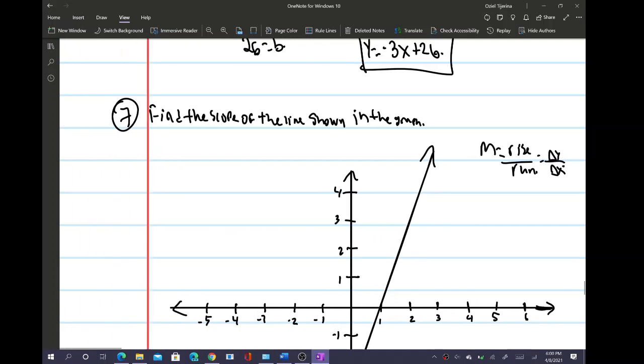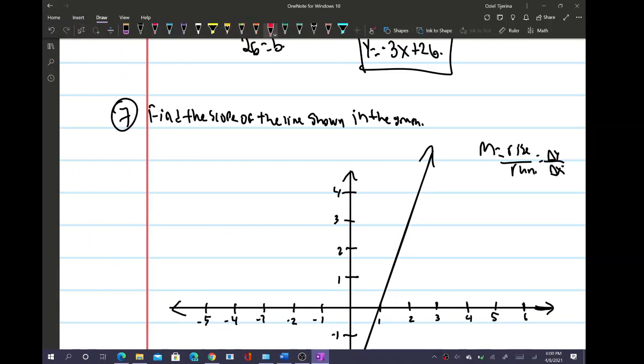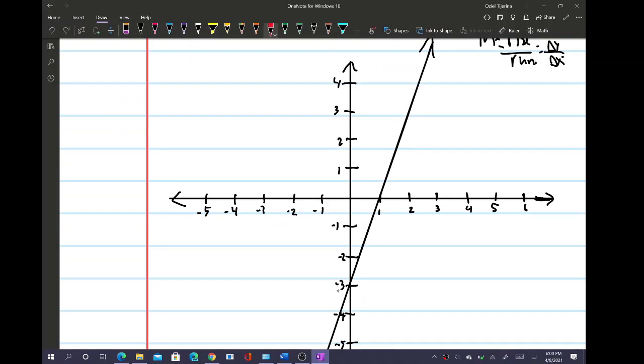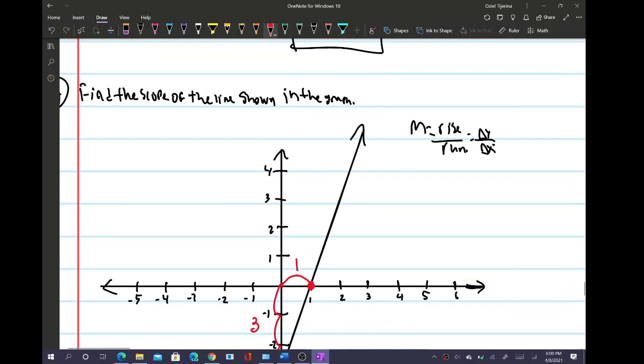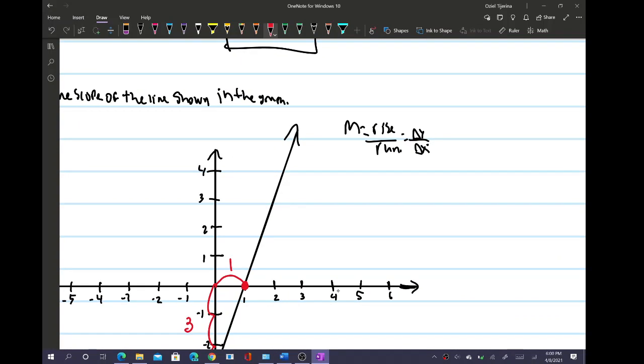So what we're going to do is plot the point that is right here at 0, 3. And then we're going to plot the point that's at 1, 0. And we're just going to go up however many points we need to go by. So we have 1, 2, 3. That's 3. And then we have to the right 1. So rise over run, we rose 3 units, that's 3, and then we ran 1 unit.